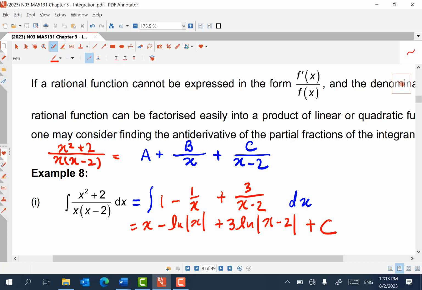Okay. Where C is 此处C是个任意参数。How to say differentiation in Chinese? That one I know. Okay. 此处C是个任意。Okay, good.